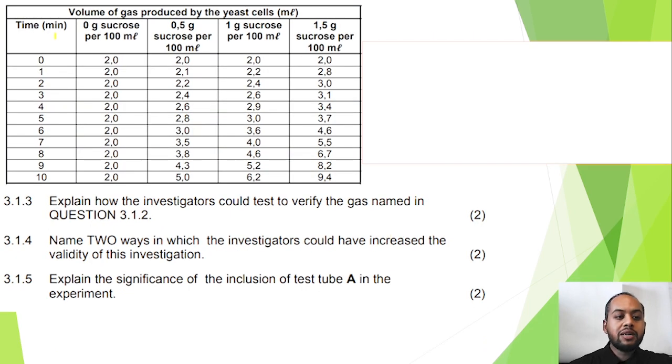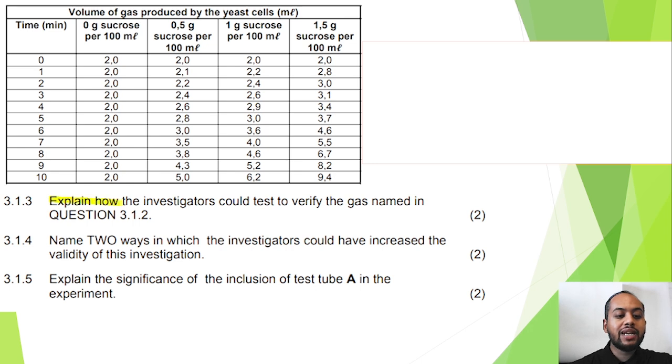If we look at the following table, it's showing us the results of the investigation. We have our time period increasing until 10 minutes. The first column is for 0 grams of sucrose per 100 milliliters. The volume of gas produced by yeast cells remains 2 milliliters. When 0.5 grams of sucrose was added, it increased. When 1 gram of sucrose was added, it increased even further. When 1.5 grams of sucrose was added, it increased even more. It went up to 9.4 milliliters.